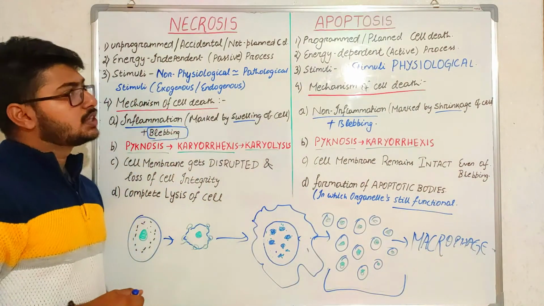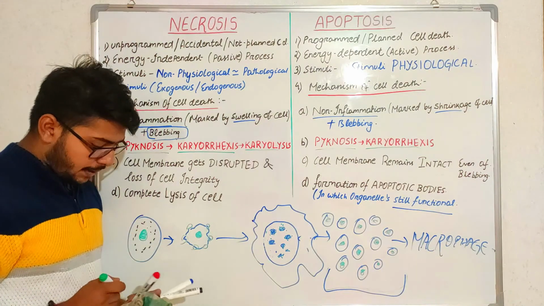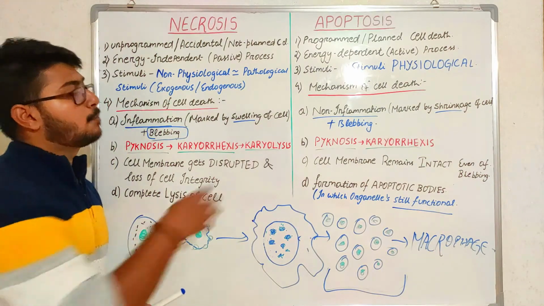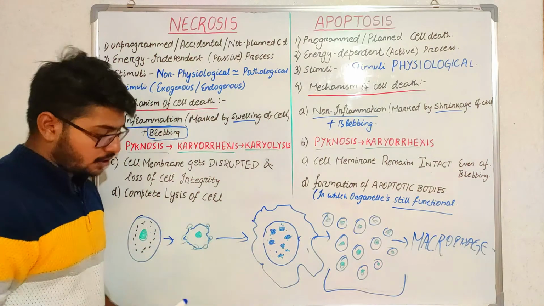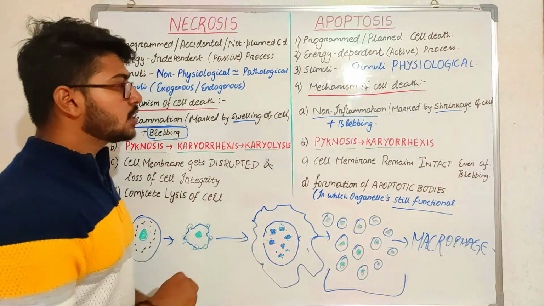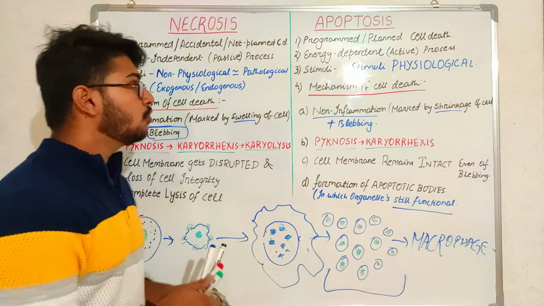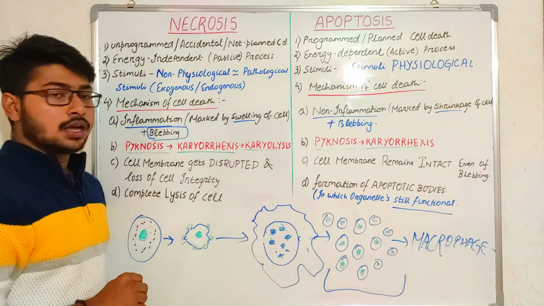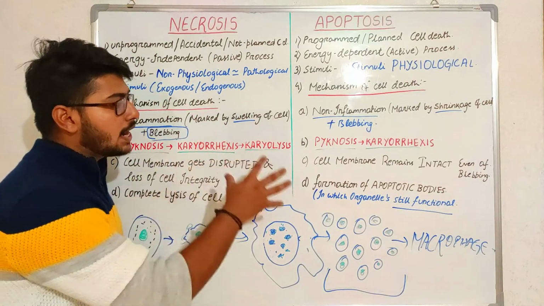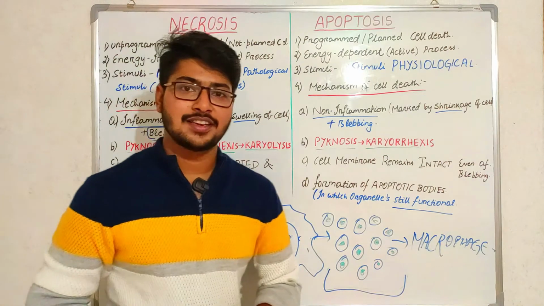So this was the mechanism of apoptosis that we read. This was the difference that we should know before learning the mechanisms of necrosis and apoptosis. Okay, thank you.